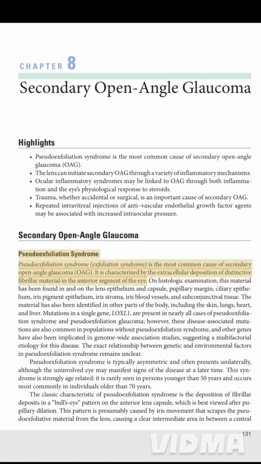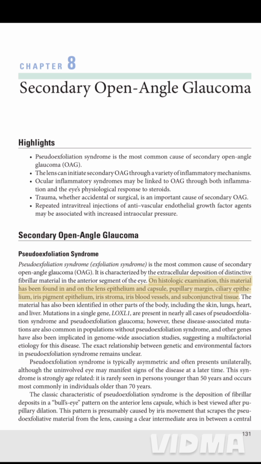Pseudoexfoliation syndrome. Exfoliation syndrome is the most common cause of secondary open-angle glaucoma, OAG. It is characterized by the extracellular deposition of distinctive fibrillae material in the anterior segment of the eye.